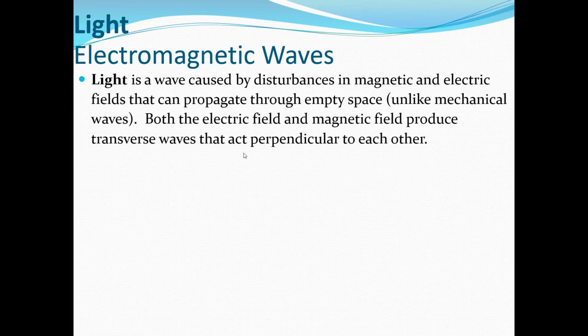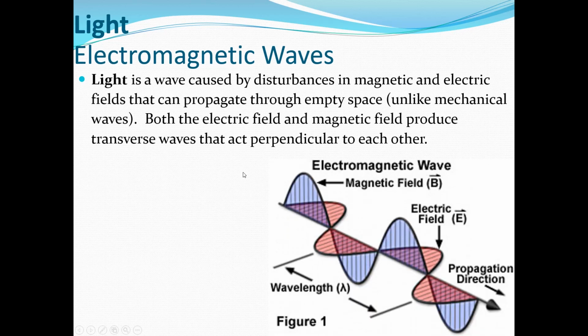The one thing with light, if you recall, we mentioned that there are two different shapes that waves can come in. They can come in the longitudinal shape or a transverse shape. Light is technically a transverse wave, but it's a little bit more special. It's actually a double transverse wave. It has an electric field wave and a magnetic field wave that are acting perpendicular to each other. Hence why it's usually called an electromagnetic wave.